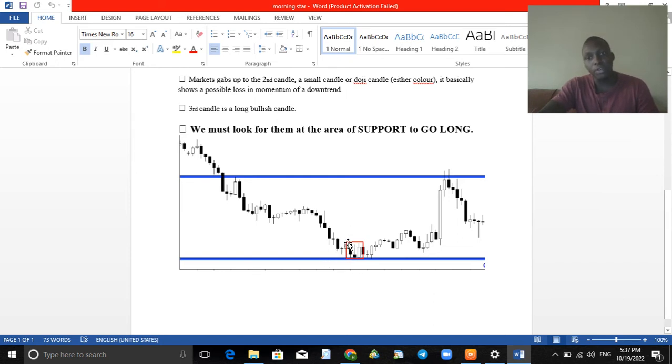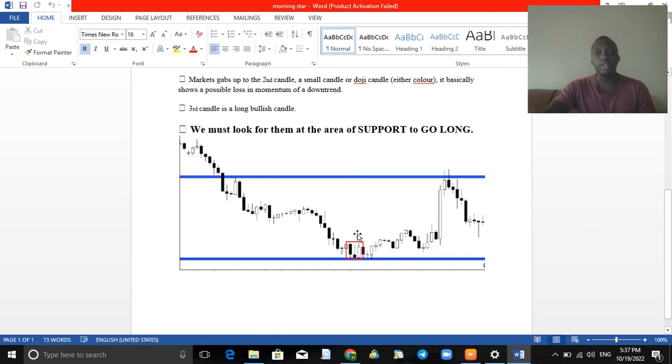Now, I have a little bit of an illustration here to show you this candlestick pattern. You can see we have our long bearish candle and another bearish doji candle plus a bullish engulfing long candle, which is a confirmation of a morning star. After this candlestick pattern, you can see the market had a little bit of consolidation with a huge spike to the upside.